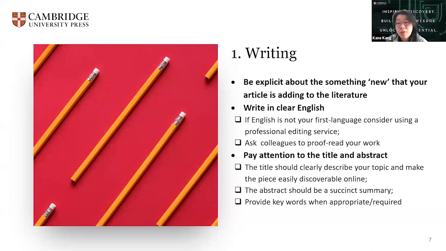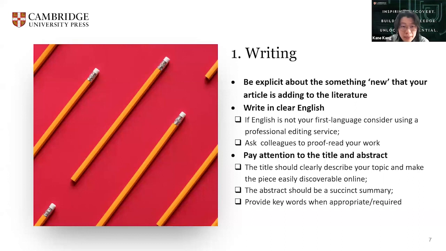It's also very important to spend some time focusing on the correct use of grammar and spelling. If you're not a native speaker, you should consider using a professional editor or translator, or asking an articulate peer to proofread your article before submission. And Cambridge is launching our new services. I'm going to introduce that at the end of the presentation.